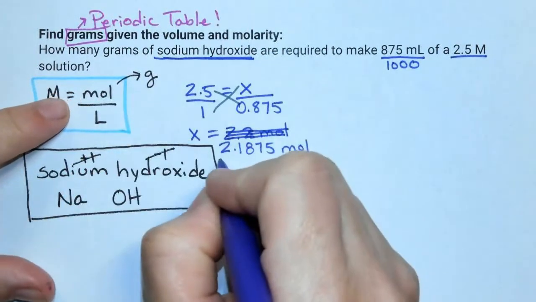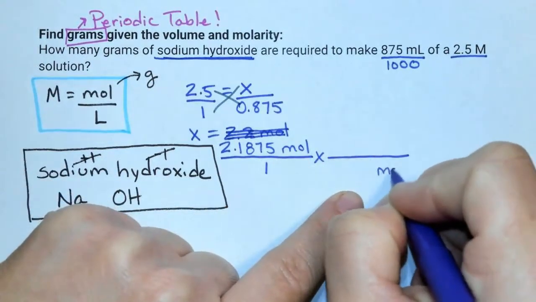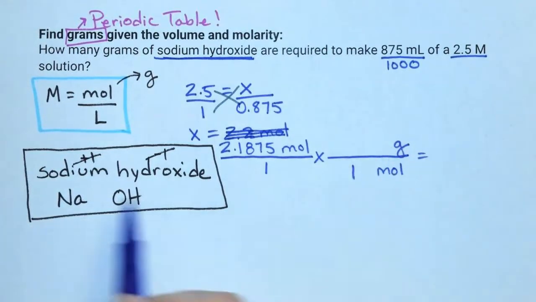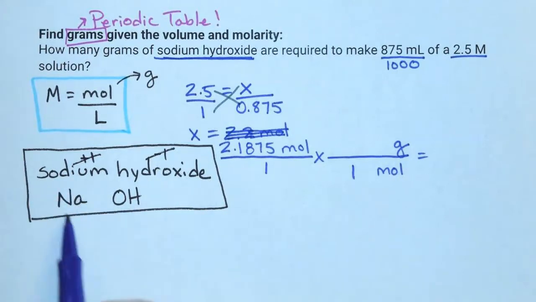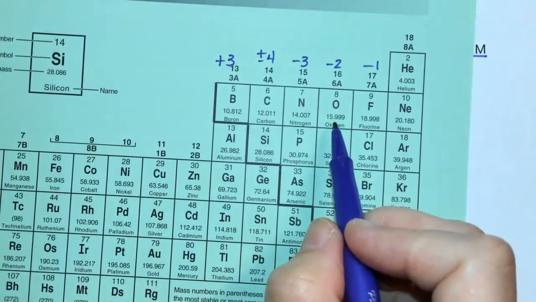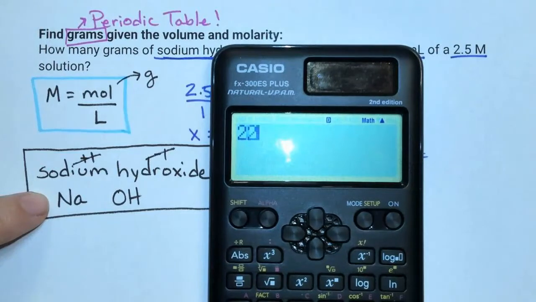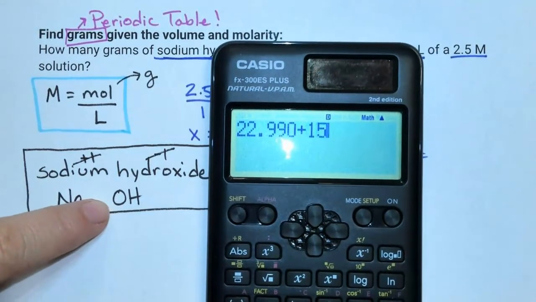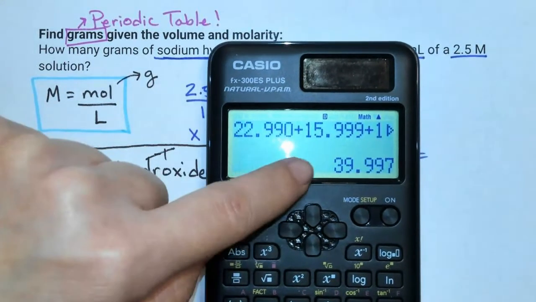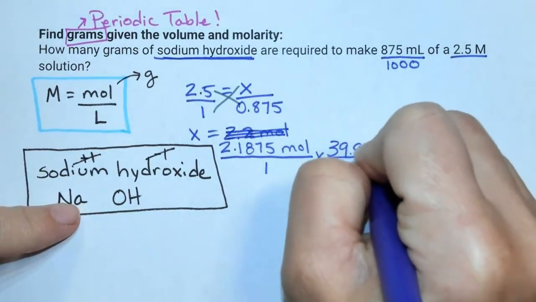Now we can do this. Convert the moles to grams. I'm going to put my moles over 1 times, draw a line, bring down moles. It's always 1 mole, and then I can go to grams. When I want grams, I'm going to go to the periodic table, and I'm going to add up sodium, which is 22.99, plus oxygen, which is 16, plus hydrogen, which is 1.008. 22.990 plus 15.999, or 16 is fine, plus 1.008 gives us 39.997. That's going to be my mass that goes here.